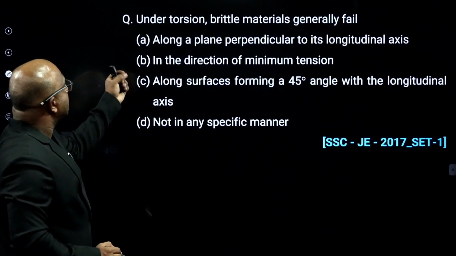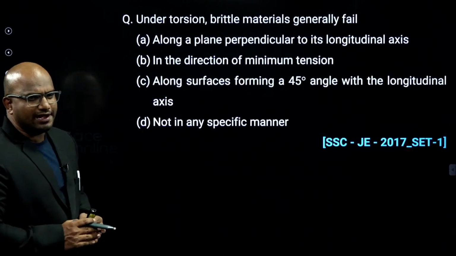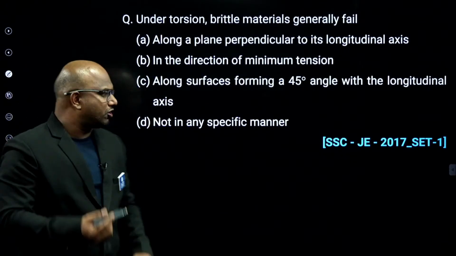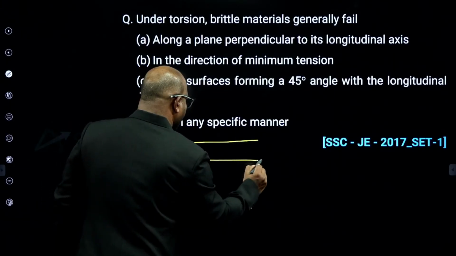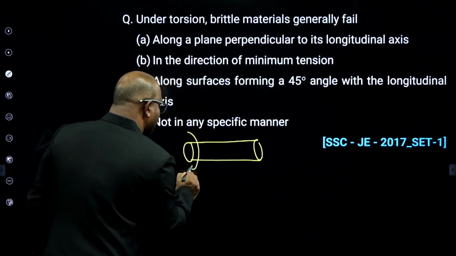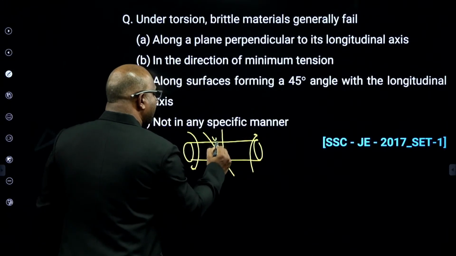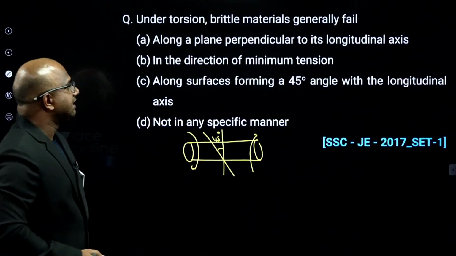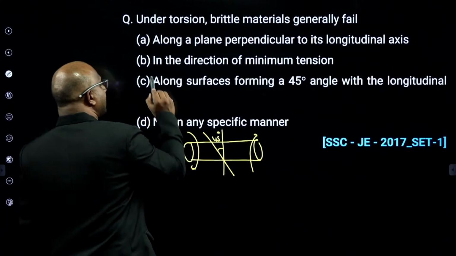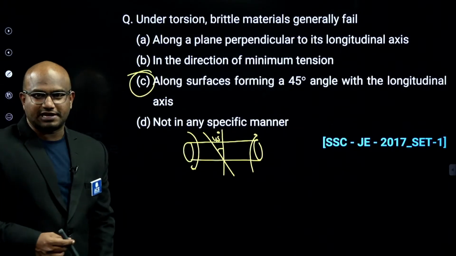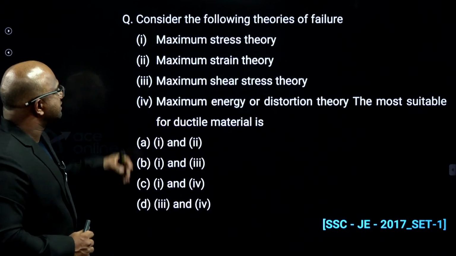Now, under torsion, brittle material generally fails. Tell me, guys, if it is a brittle material subjected to torsion, then it is going to fail at the 45-degree plane. I can write: along the surface having 45 degrees with the longitudinal axis. Option C is correct.